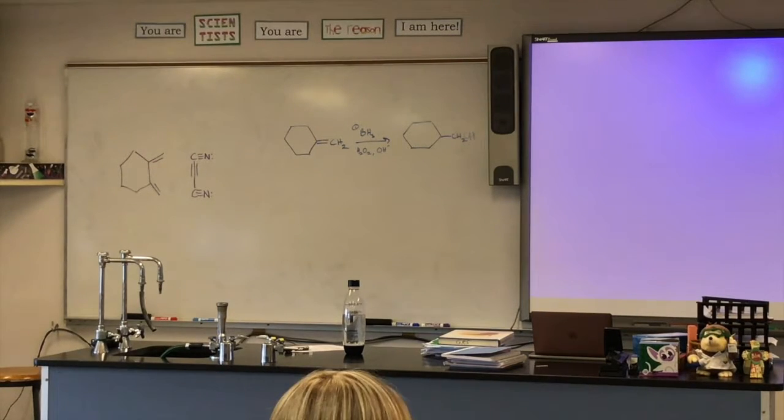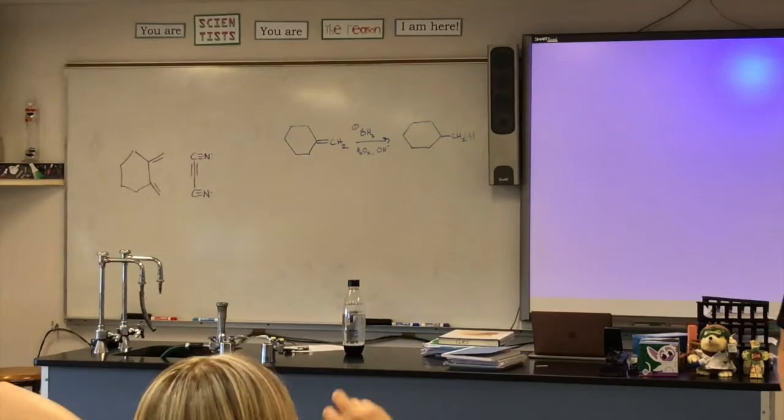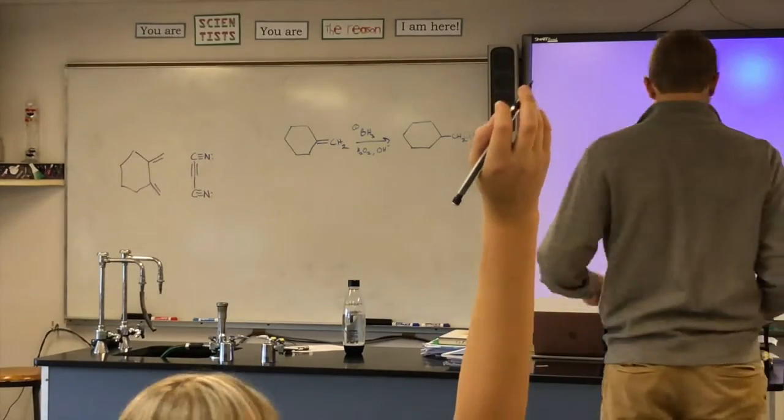Okay, for that one, that would be water, H2O plus acid. This one would be BH3 for the first step, and then H2O2, OH minus. Okay. Is acid, what's acid? Acid would be just H plus. Okay. Are you talking about 52B, right? Okay.